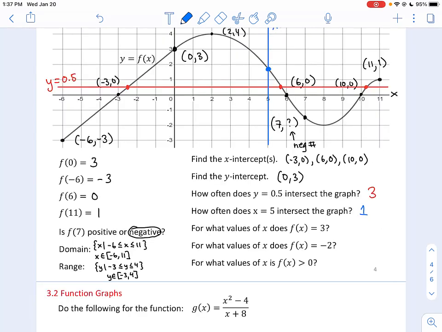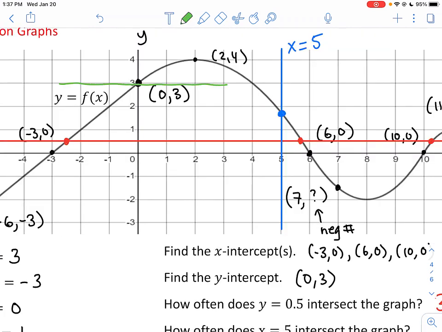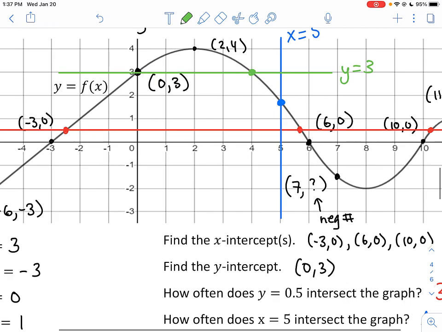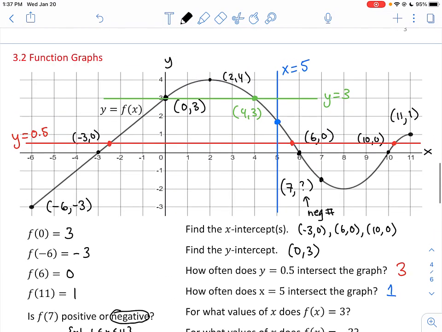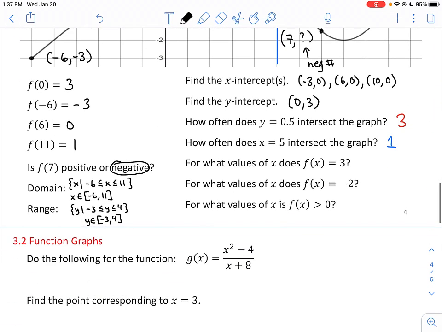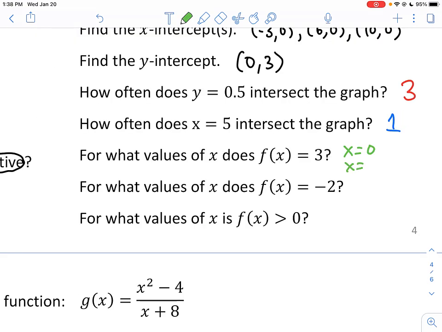For what values of x does f of x equal 3? F of x is referring to the output. That f of x means the y is 3. So we're looking for all points where y is 3. Y equals 3 is this horizontal line. And the points in question, it looks like there's 2 of them. Looks like (4, 3) is a point on this graph. And of course, (0, 3) is the other one. And we were supposed to find the values of x where y is 3. And so the values of x are the x-coordinates, 0 and 4. X equals 0 and x equals 4.